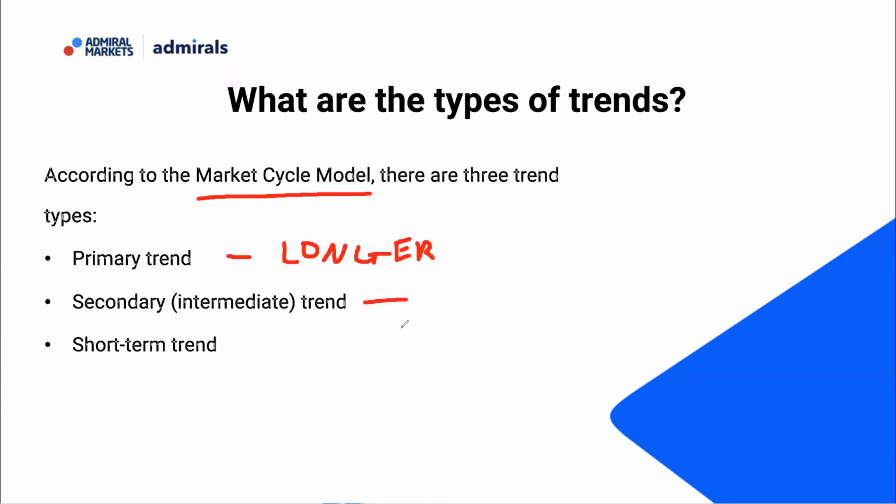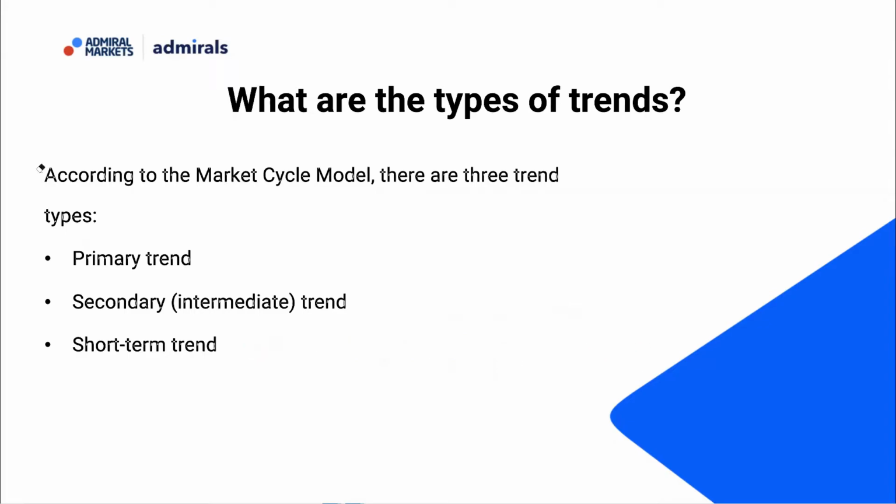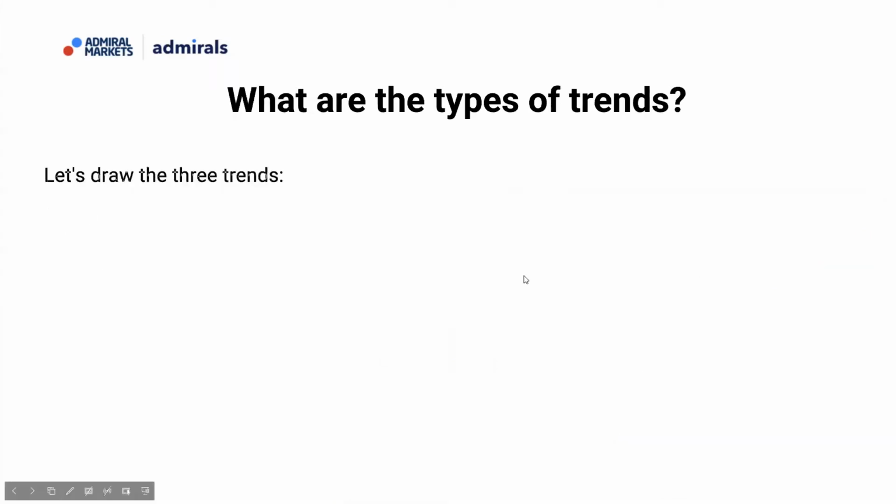Longer. The secondary or intermediate trend, we could class as the middle. And the short-term trend, well, it's in the name. It's the short term. All right. Now I've given you the definition. Let's actually draw this out on the next screen.